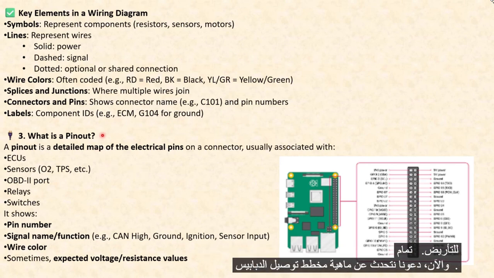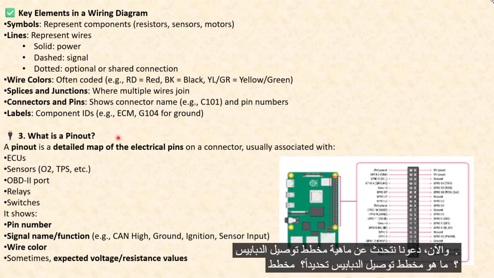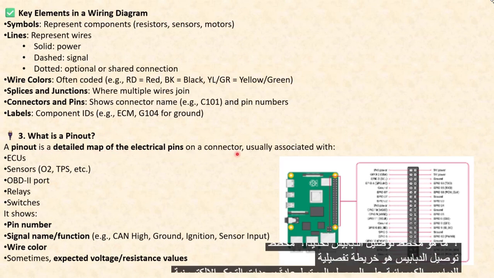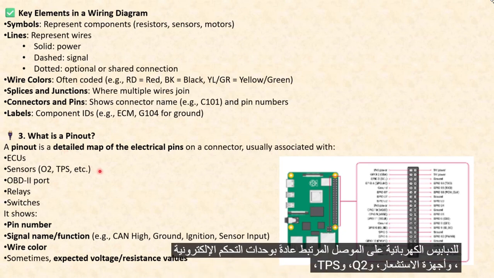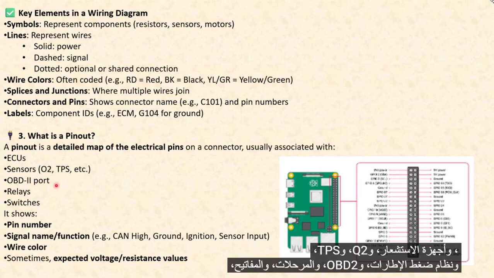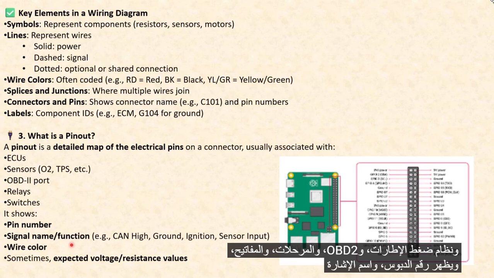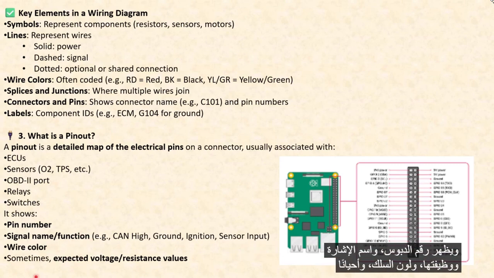Okay. Now talking about what is a pinout. What exactly is a pinout? A pinout is a detailed map of the electrical pins on a connector, usually associated with ECUs, sensors, TPS, tire pressure system, OBD-II, relays and switches. It shows the pin number, signal name, function, wire color, and sometimes expected voltage or resistance values. Pinout.